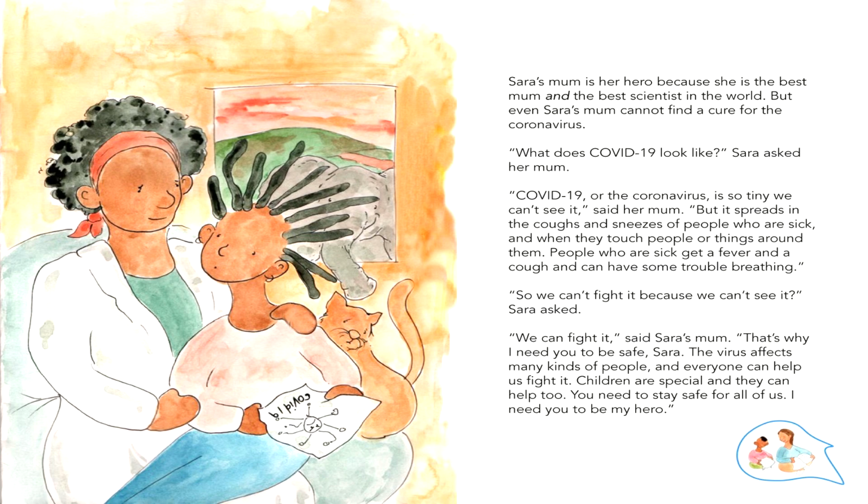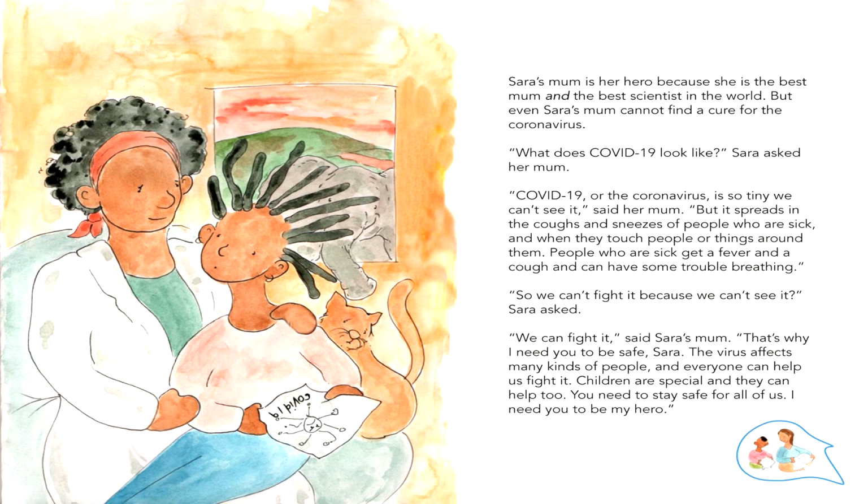Sarah's mom is her hero because she's the best mom and the best scientist in the world. But even Sarah's mom cannot find a cure for the coronavirus. What does COVID-19 look like? Sarah asked her mom. COVID-19 or the coronavirus is so tiny we cannot see it, said her mom. But it spreads in the coughs and sneezes of people who are sick and when they touch people or things around them. People who are sick get a fever and a cough and can have some trouble breathing.